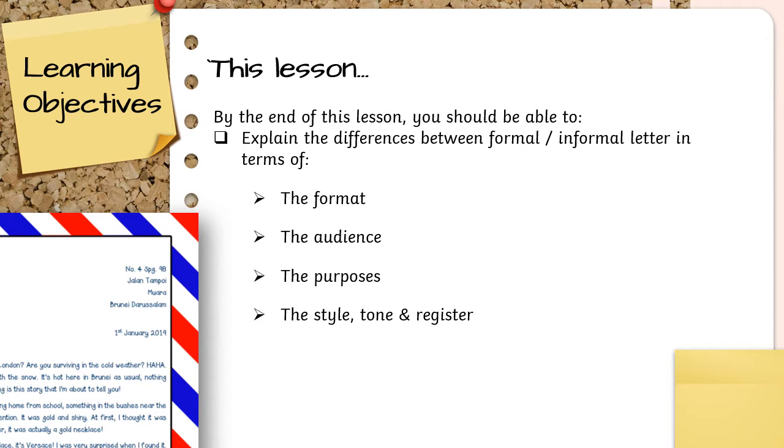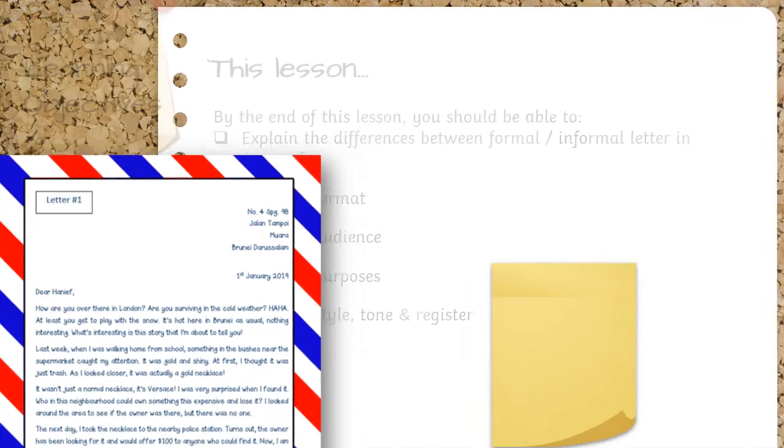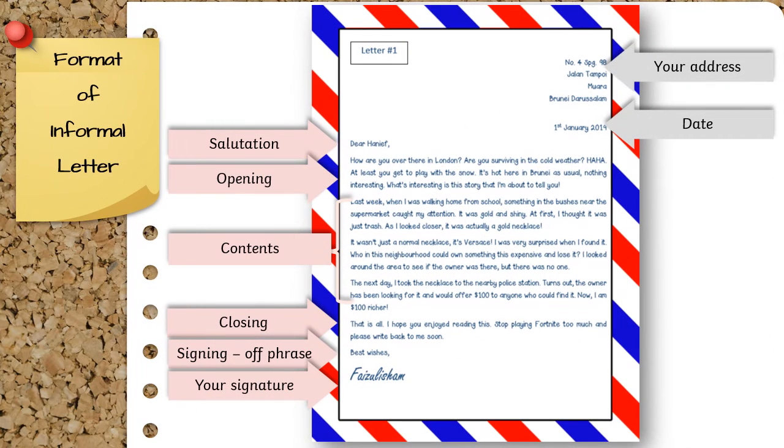And now for this lesson, I want you to be able to explain the exact differences between formal and informal letter, especially in terms of the format, the audience of the letter, the purpose, as well as the style, tone, and register. And we're going to talk about what this means after this. Let's look at the format.